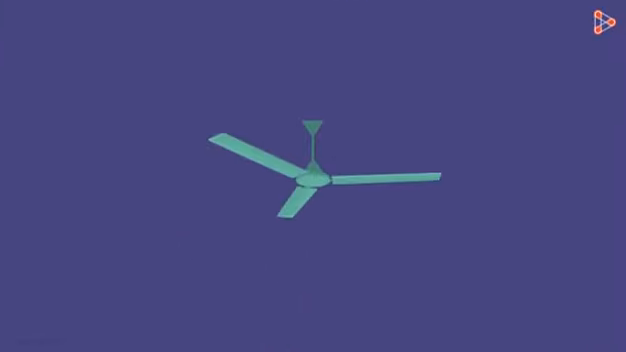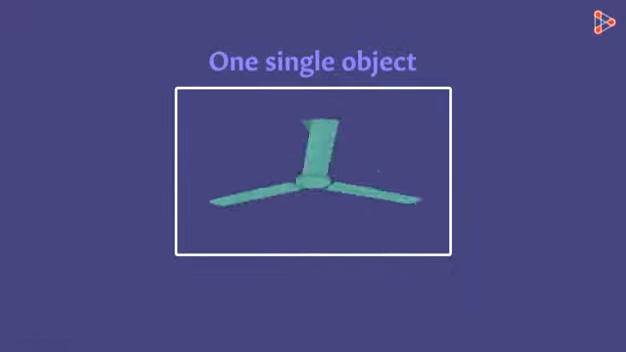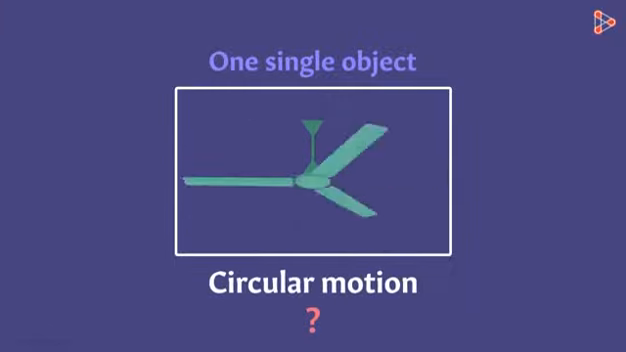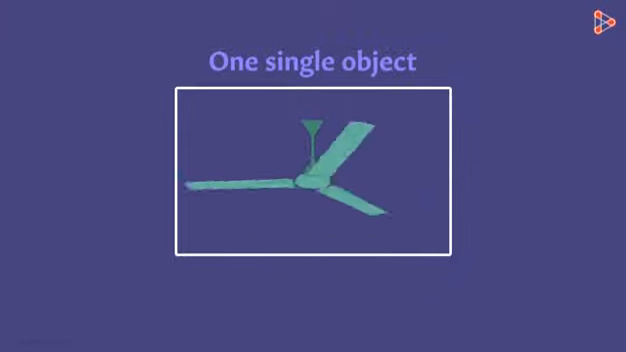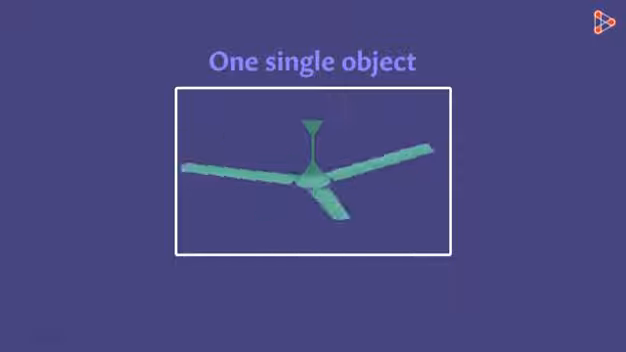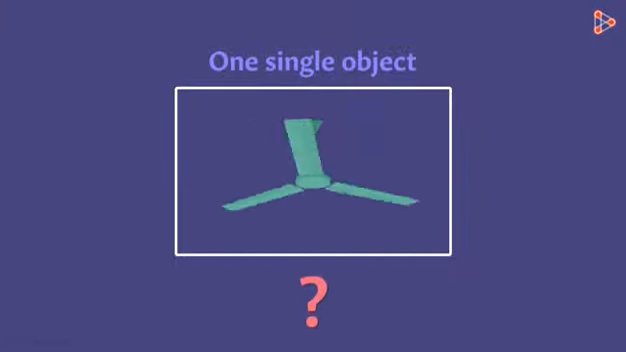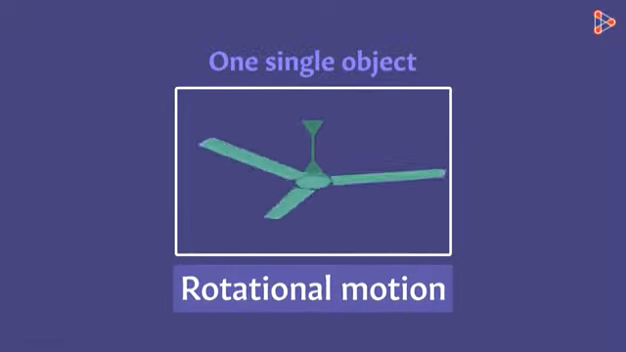Now what if I take the fan as one single object? Can I say that the fan as a whole is moving in circles? No, that would be incorrect. The fan as a whole is not going anywhere. The entire fan is not moving along the circumference of a circle. But which motion is it performing then? The fan is undergoing rotational motion.